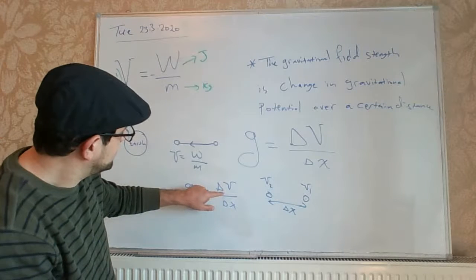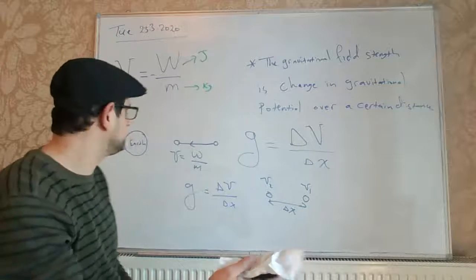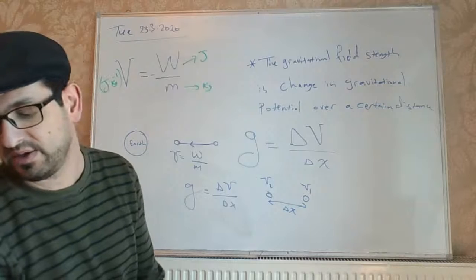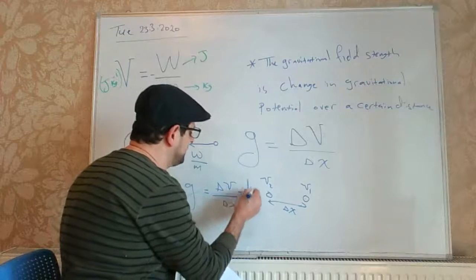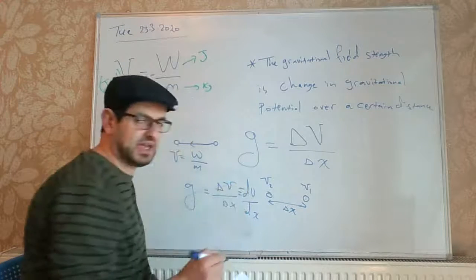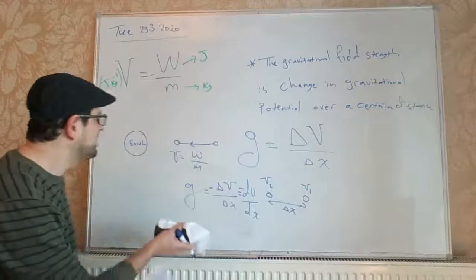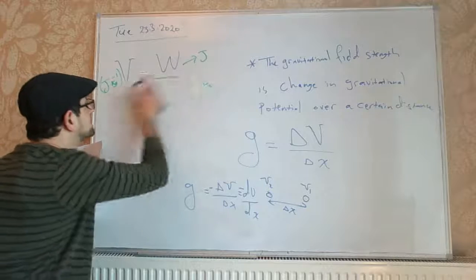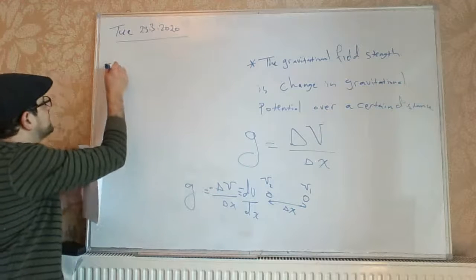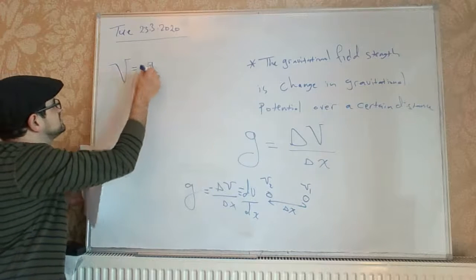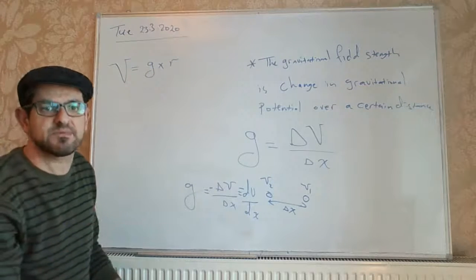Now let me find V as the subject of the formula. In the book they write it as dV by dx. It's okay if you write dV by dx. Again, it's negative, always negative because it's attraction. So if I write it this way, V equals g times distance, let me call it R. R or x, the same.